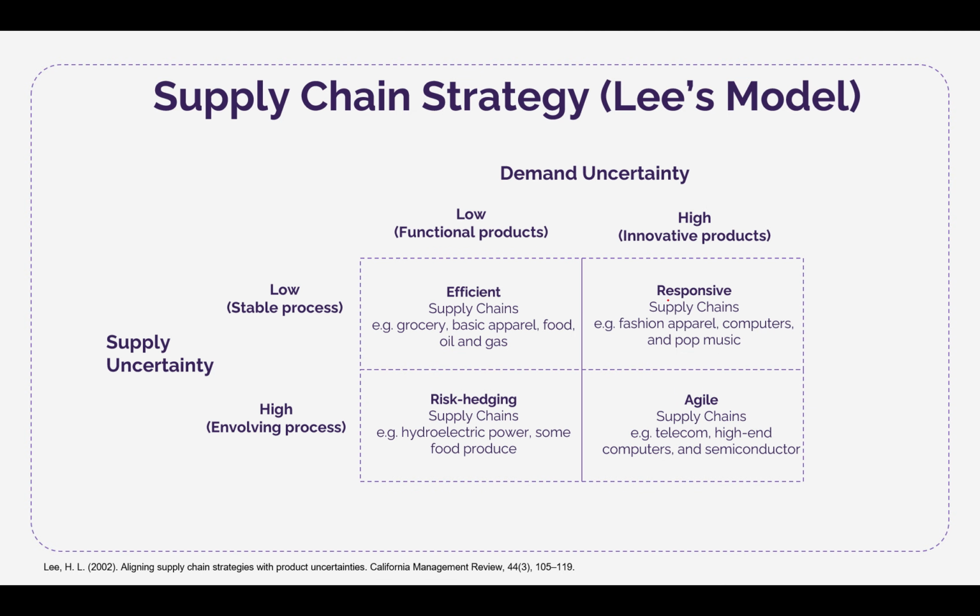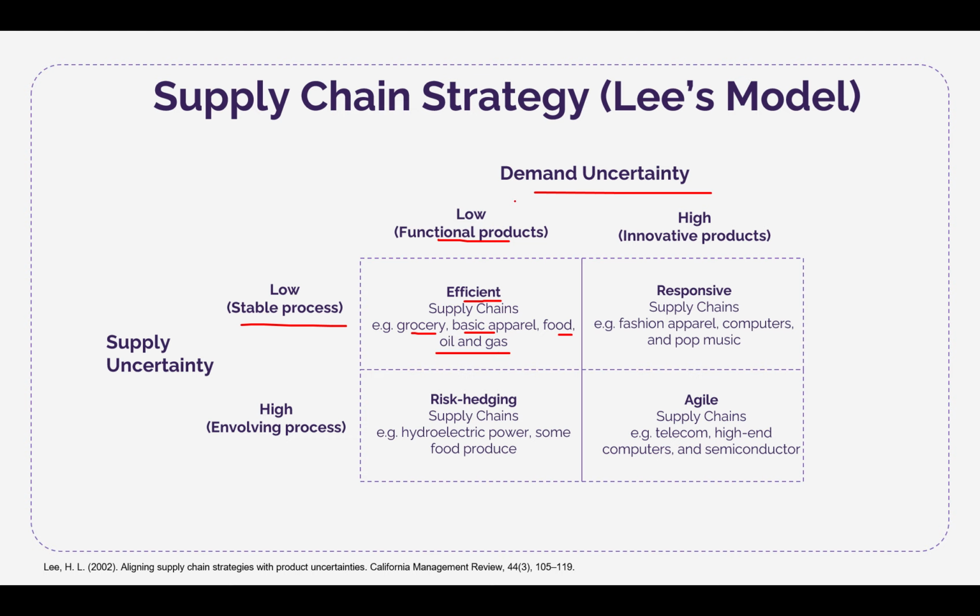And then after we understand our demand and supply characteristic, we can know which metrics we use. If we have low demand uncertainty, which is functional, and stable process, we can use efficient supply chains. Products usually in this quarter are grocery, basic apparel, food, oil and gas.